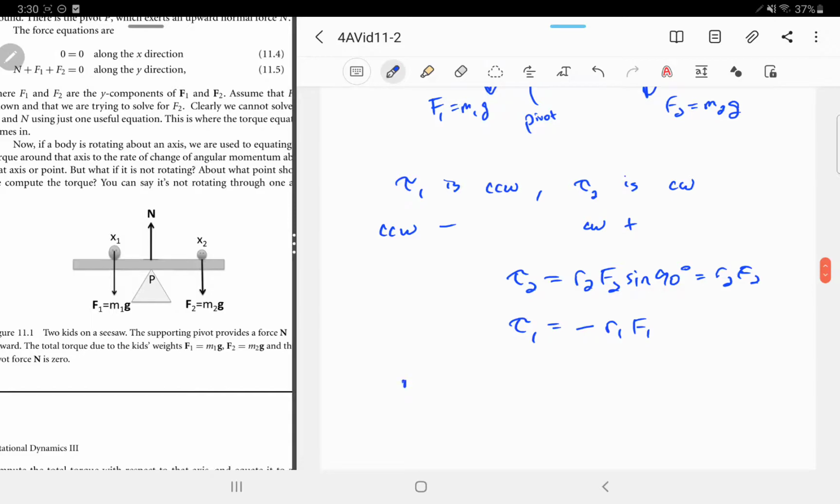Okay, so from static equilibrium, the sum of the torques is 0. And so that means that tau 1 plus tau 2 is equal to 0.